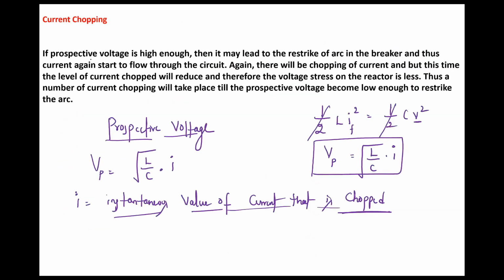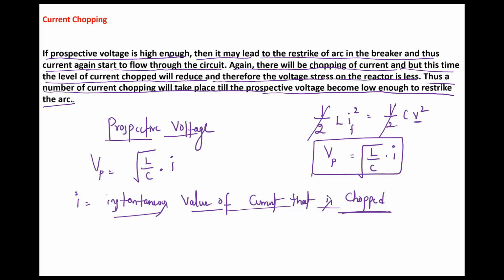So if prospective voltage is high enough, then it may lead to restriking of arc in the breaker, and thus current again starts to flow through the circuit. Again there will be chopping of the current, but this time the level of current chopped will be reduced, and therefore the prospective voltage also reduces. Thus the number of current choppings will take place till the prospective voltage becomes low enough that the arc does not restrike.